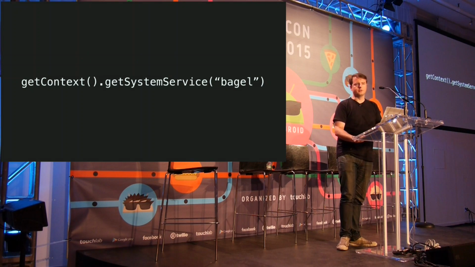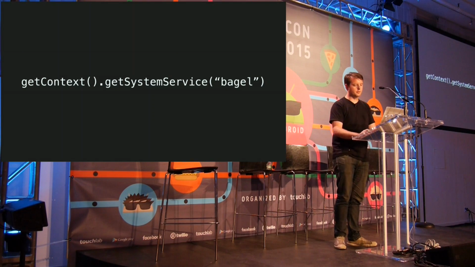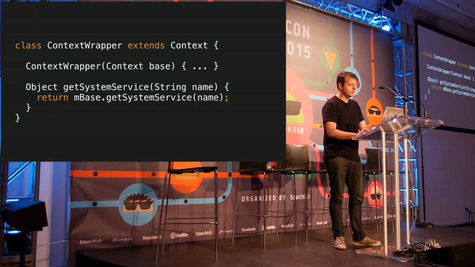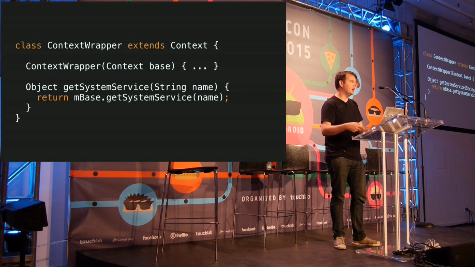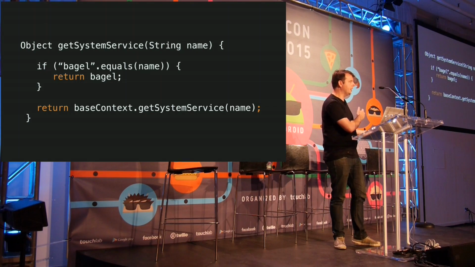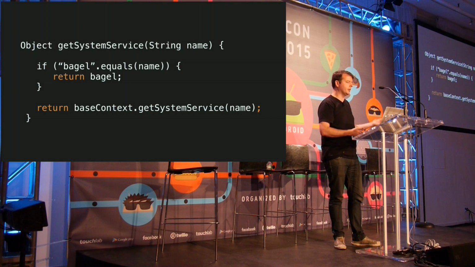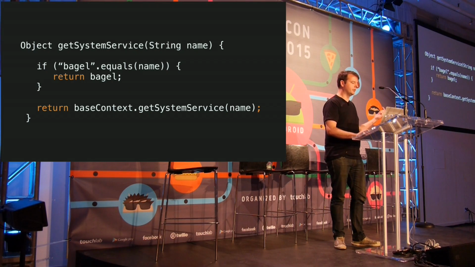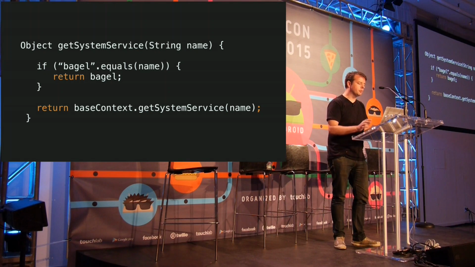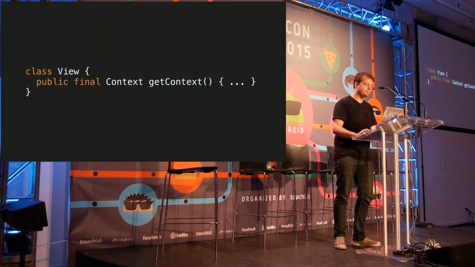So maybe we could have a bagel system service. Get system service bagel gives us back a bagel. Great. It turns out we can. Android provides composition in the form of this context wrapper thing. So we could actually build a bagel context that wraps the system context, right? And if we ask it for a bagel, it'll give us back a bagel. And if we ask it for the layout inflater, it'll go, well, I don't know how to get the layout inflater. Let me ask the guy you wrapped me around. Maybe he does. And so on. So we can compose these things, right? We can wrap them around each other.